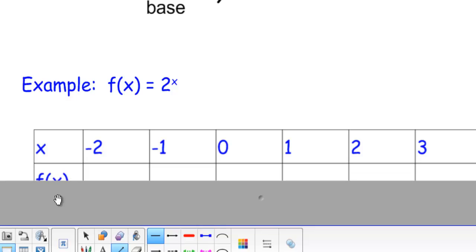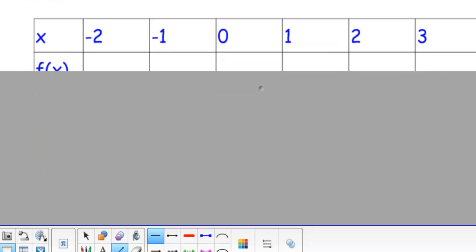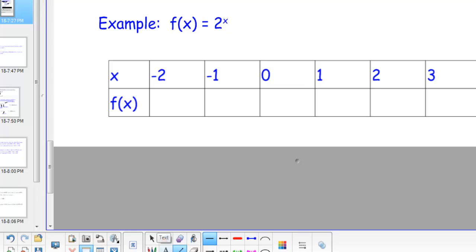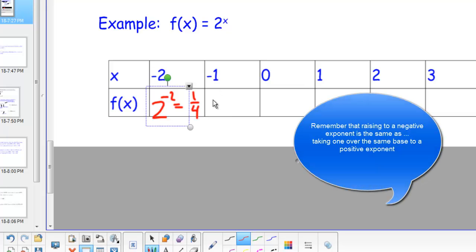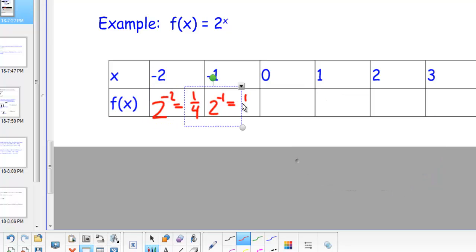So, for example, f of x equals 2 raised to the x. That's what we were just looking at. If we plug in negative 2, that's 2 raised to the negative 2 power, which is 1/4. If we plug in negative 1 for x, we get 2 raised to the negative 1 power, which is 1/2. If we plug in 0, we get 2 to the 0 power, which is 1. And 2 to the first is equal to 2. 2 to the second is equal to 4. 2 to the third is equal to 8, and so on.